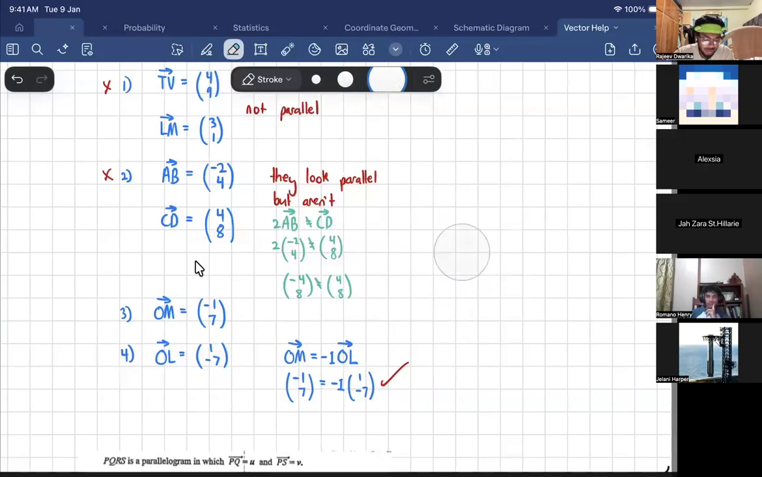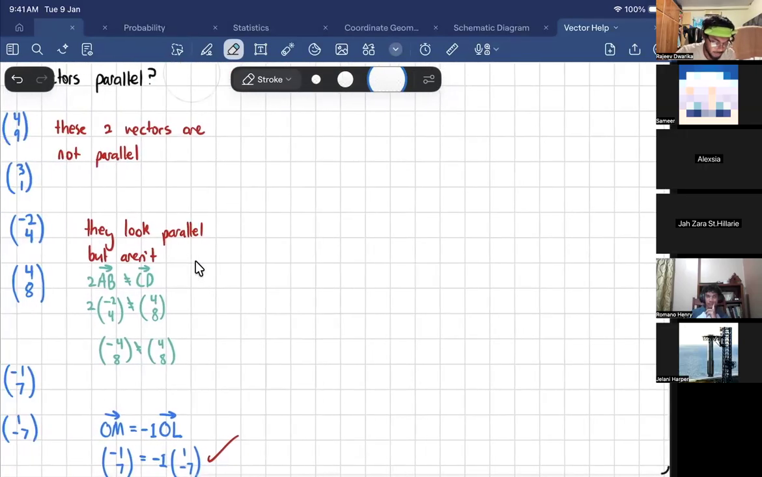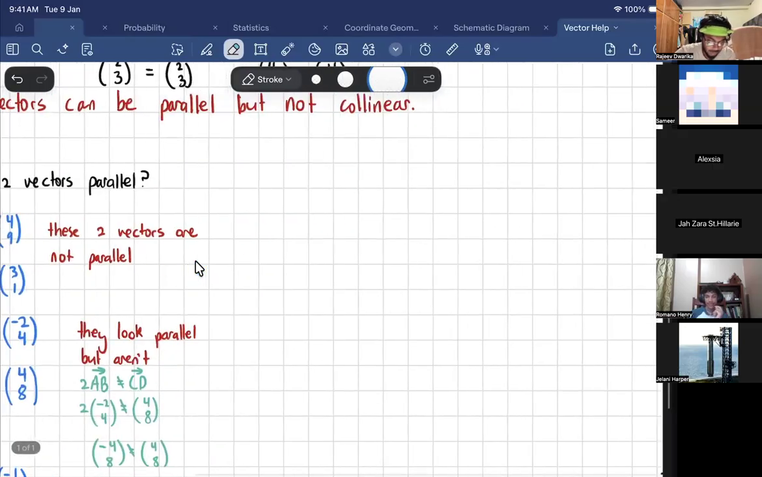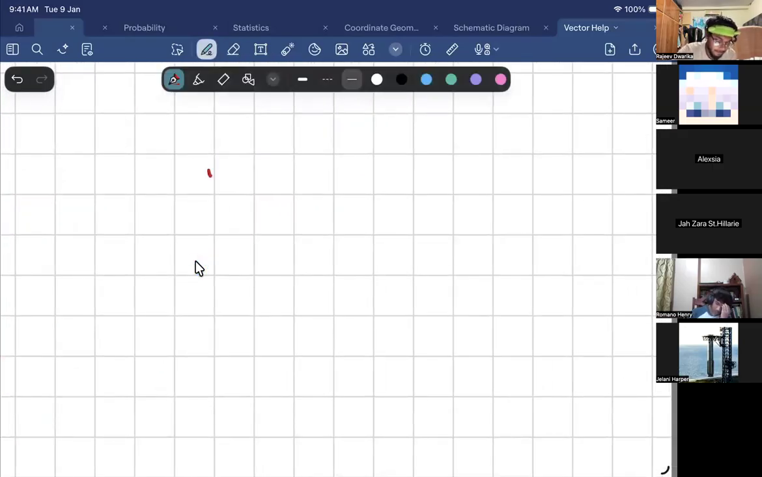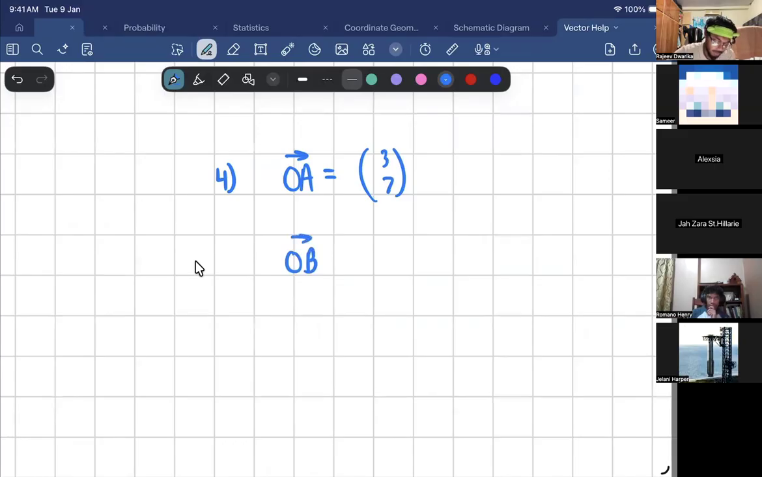Let me look at a simpler example now. Regina, I want you to look at these two vectors. Let me just say vector OA is 3, 7, and let me say vector OB is 21, 49. Tell me, Regina, are these two vectors parallel? No, sir.